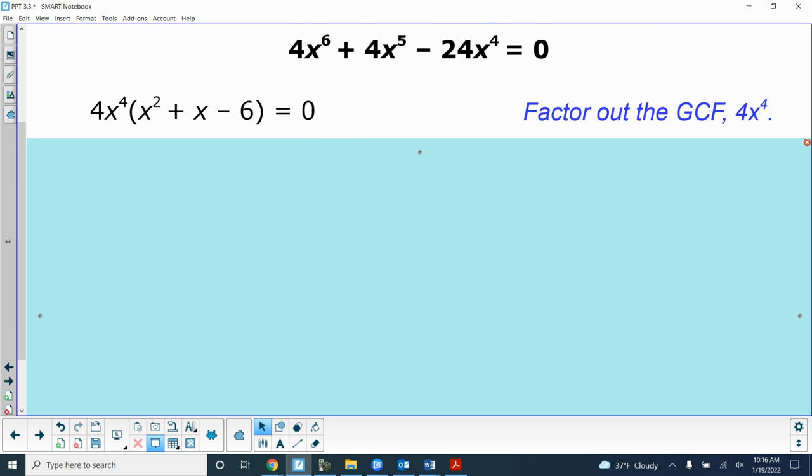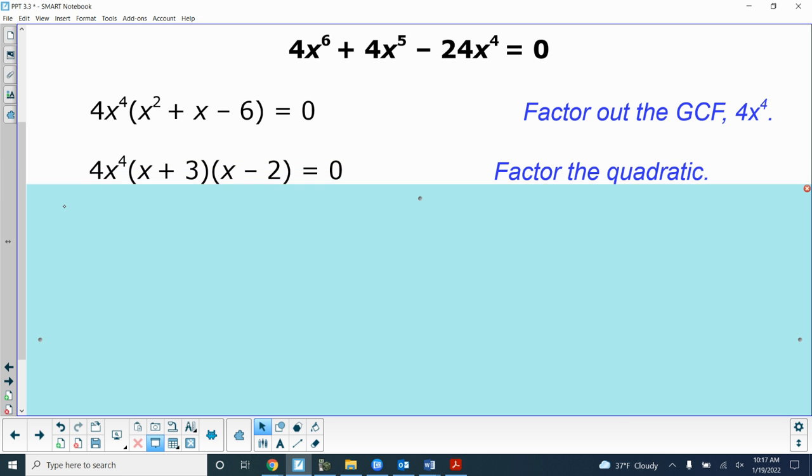So we have a trinomial left in the parentheses, right? Can we factor that trinomial? Yeah. What are the factors of -6 that add up to 1? 3 and -2, right? So what's the step now to finish by solving it? How do we solve it now that we have it factored? Right, set each factor equal to 0.